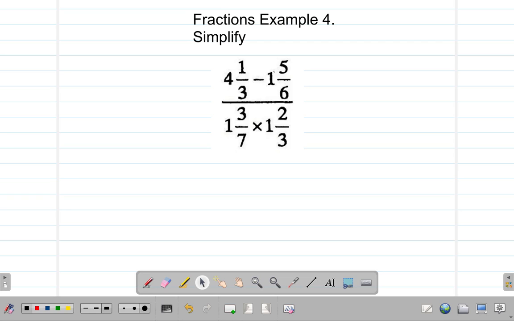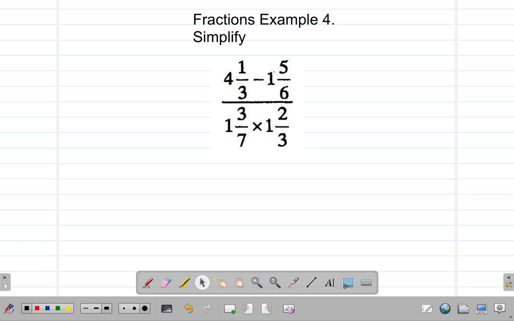Another fraction example from another CSEC past paper. Simplify this. I want you to pause the video and simplify this fraction, and let's see what you get, and then we work through it together. So pause and go ahead.